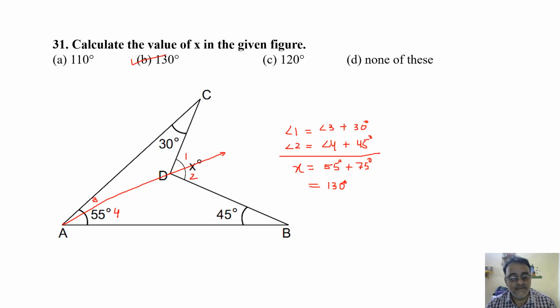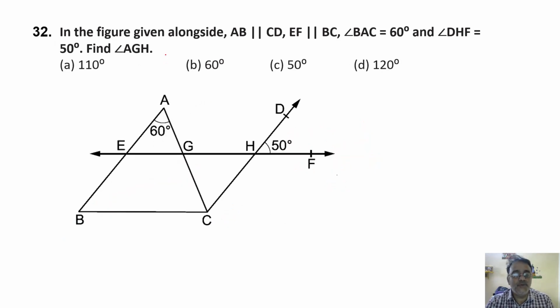This is clear to all of you? Yes, sir. Right. Now we are moving toward question number 32. In the figure given alongside, AB is parallel to CD and EF is parallel to BC. Angle BAC is equal to 60 degree and angle DHF is equal to 50 degree. Find angle AGH. This angle we have to find.